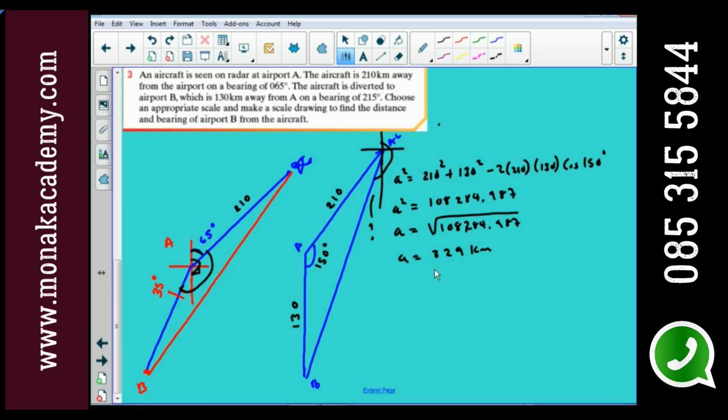Maybe we can go back to our drawing here. But it's still the same, because we just drew a compass here. So we need to know this. What if we find the angle for AC? We want to know, from airport A, from the aircraft to airport B. Oh, so we want this angle, this whole one.